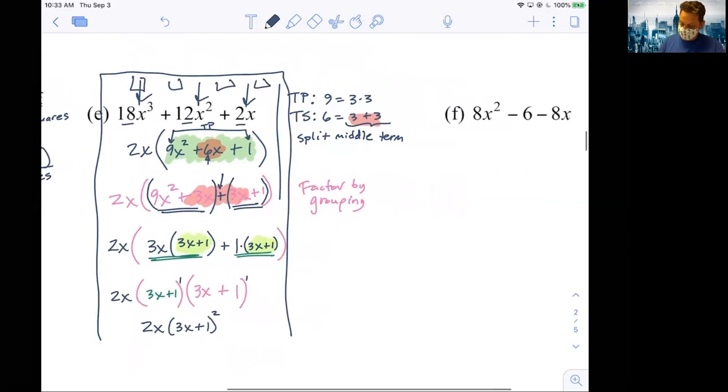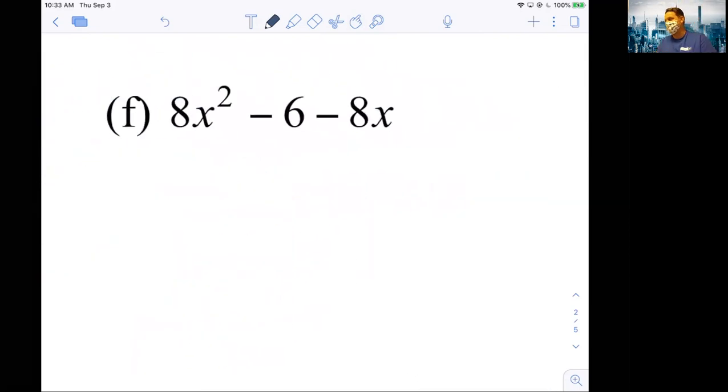All right, letter F. Transitioning back into math, right? Do this one on your own. Factor it completely.